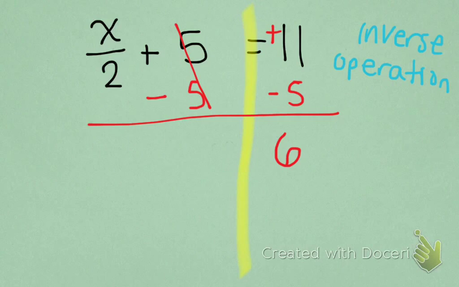Now, when you're doing this, make sure that you bring down everything that's left over. Don't just leave it like this and think you can solve it, because you get a little confused. I'm going to bring down the equal sign. I'm going to bring down the x over 2.